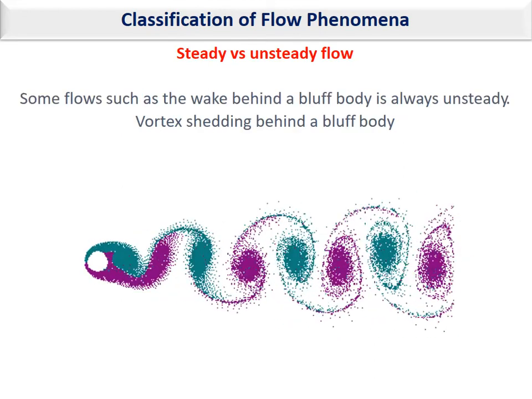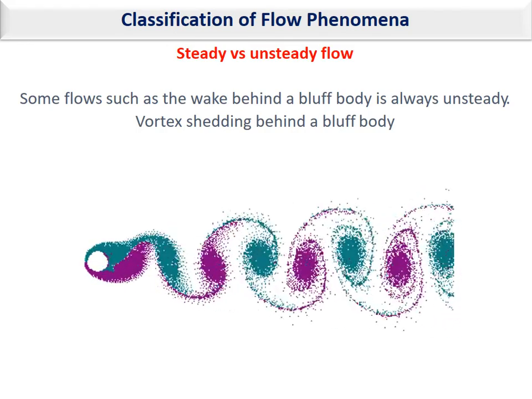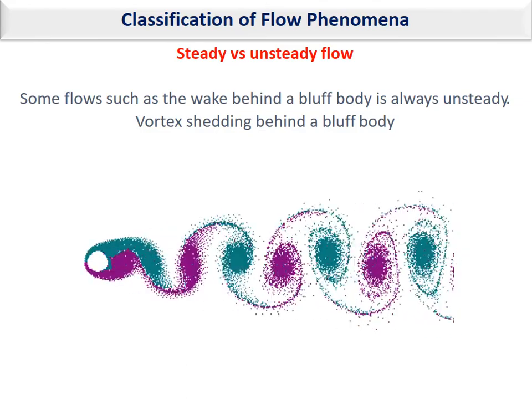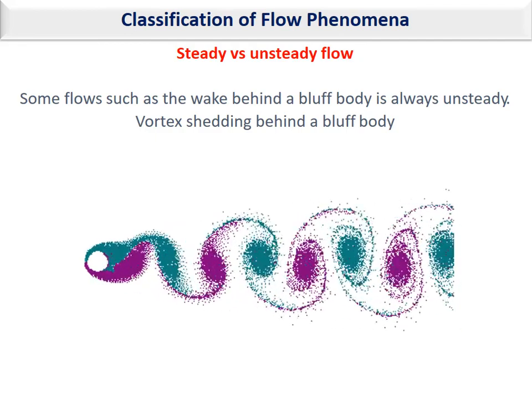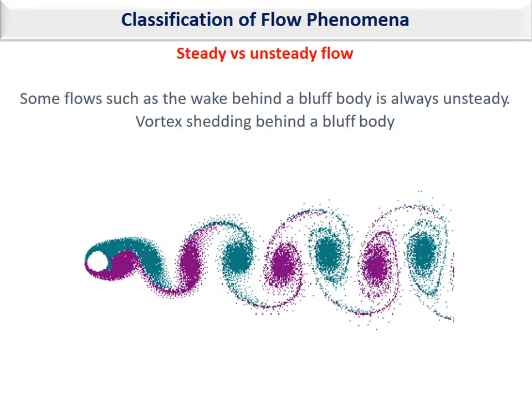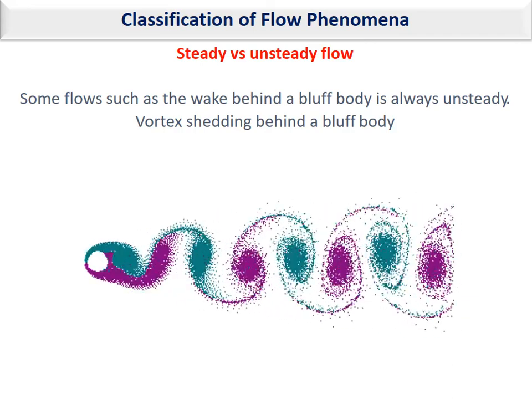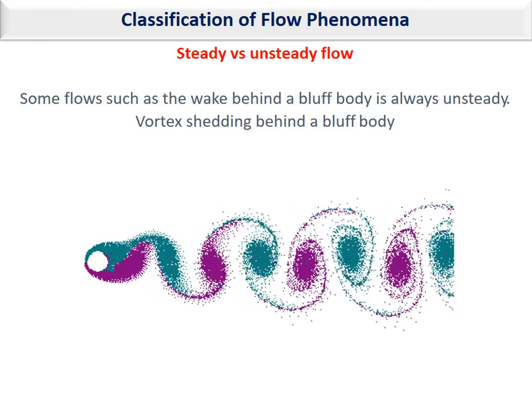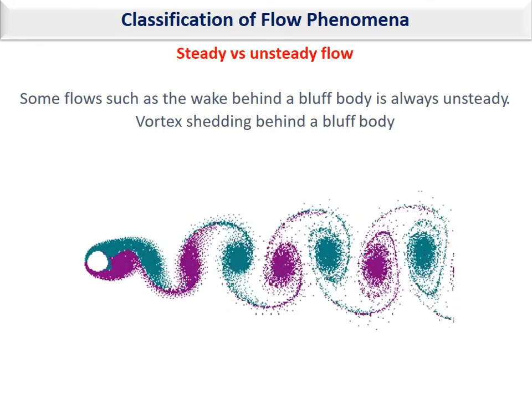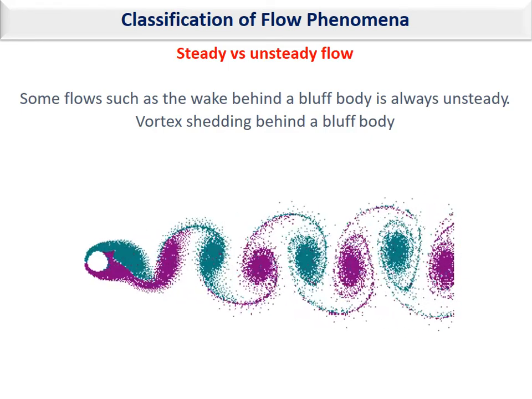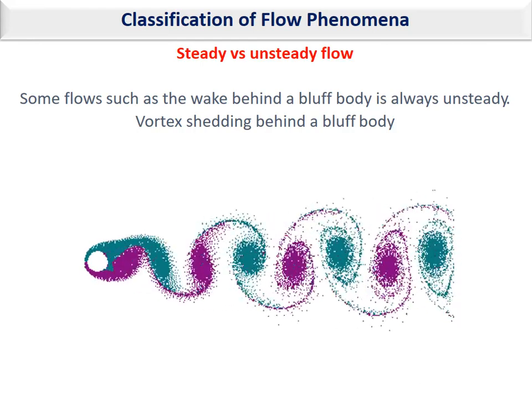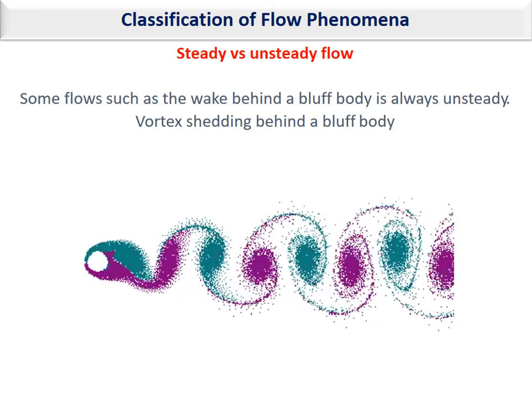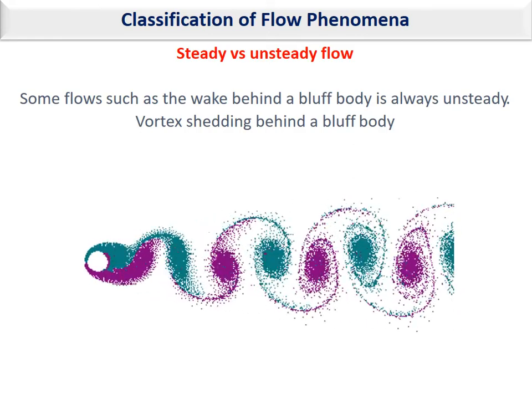Some flows, such as the wake behind the bluff body, are always unsteady. Actually, you cannot take the flow behind a bluff body, like for example a cylinder like this, as steady at any time. This is named vortex shedding behind the bluff body. It has a lot of application in fluid mechanics, and also in my interested topic, flow measurement. There are some types of flow measurement devices named vortex flow meter. We may discuss them later.